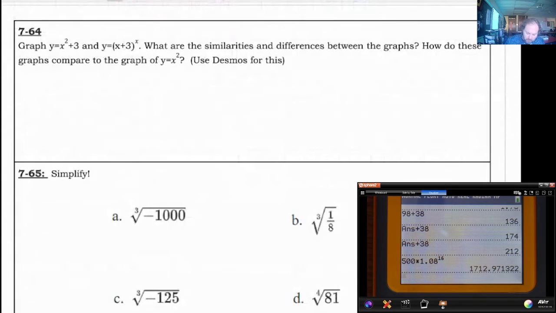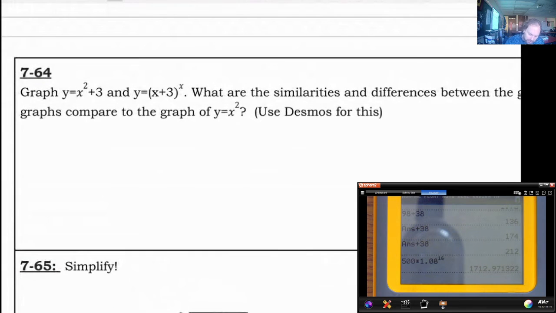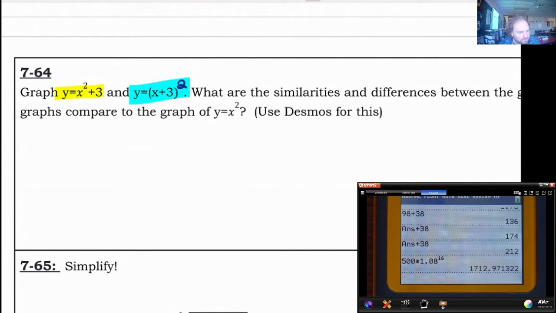For 764, we're going to use our graphing calculators, or if you've got Desmos somewhere, we're going to graph these things. I think there's a typo on this, actually. I'm going to fix this in the Google Doc in just a moment, but this is supposed to be squared right there. That's supposed to be a second power right there. So we're going to go on our calculator, or you could use Desmos for this. We're going to graph two functions, x squared plus 3 and x plus 3 squared. Those are different graphs, so we're going to carefully do this.